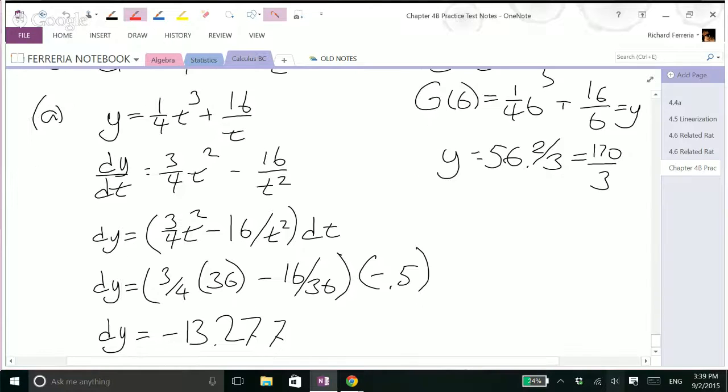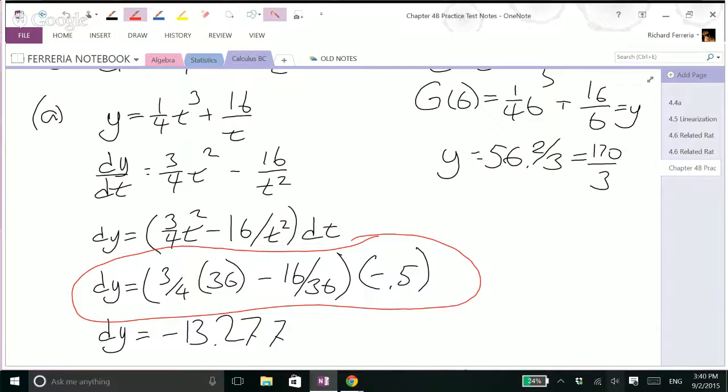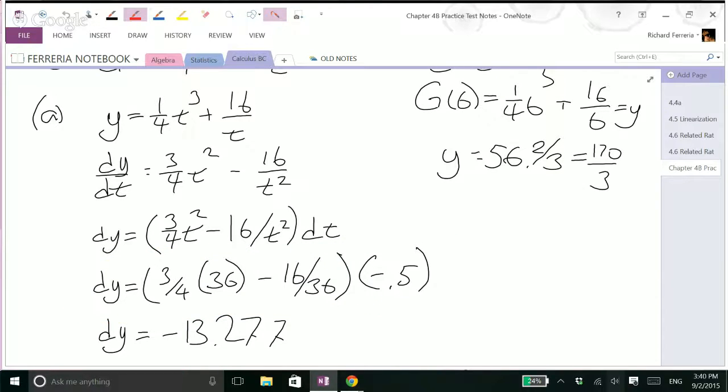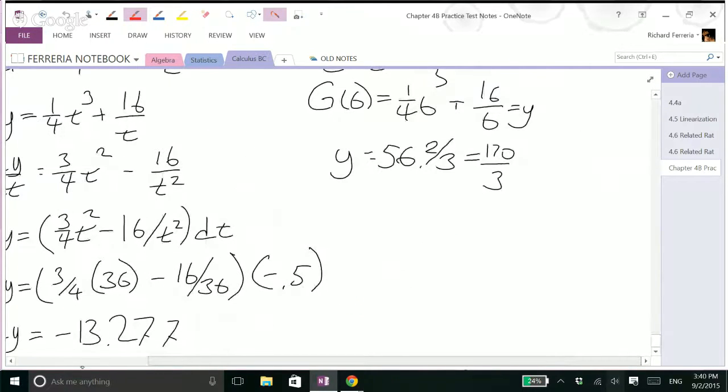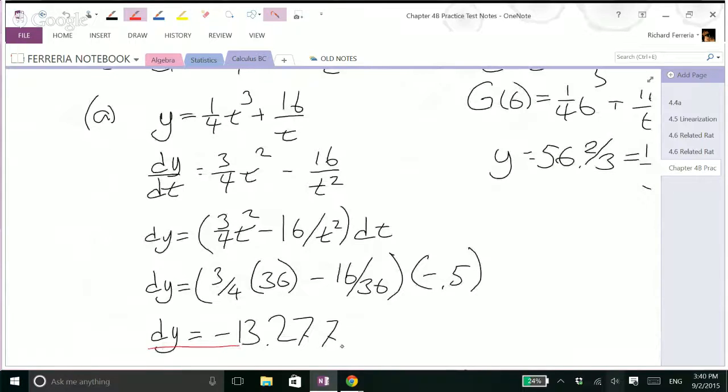Okay, so we've done that. We have values for t. We have values for dt, and that should turn into this result right here. Negative 13.227 for dy. It's really just an algebra problem, right? Not much more to it than that.